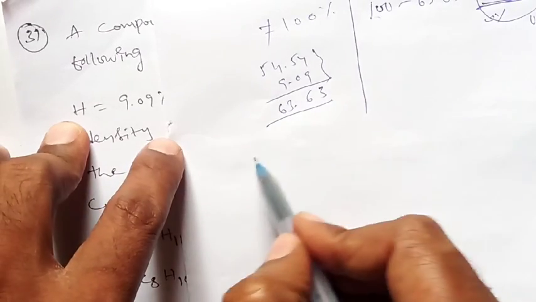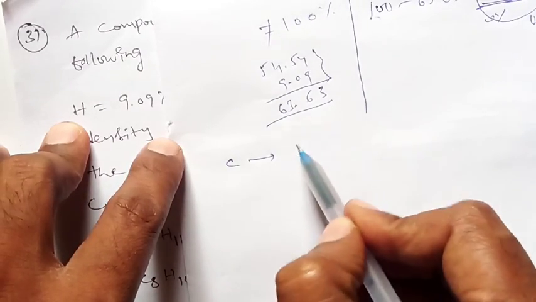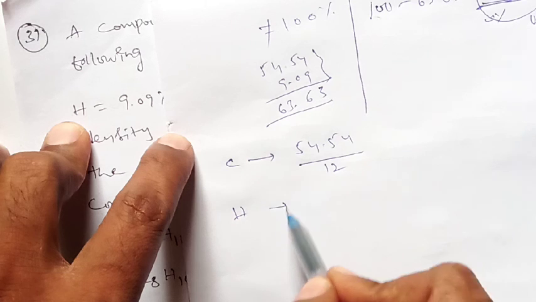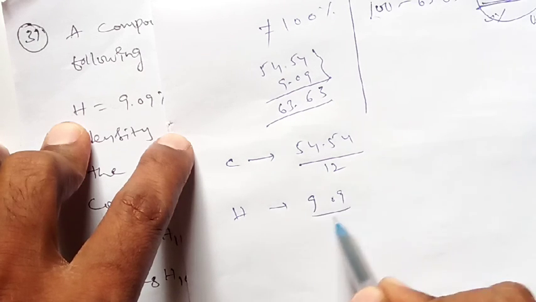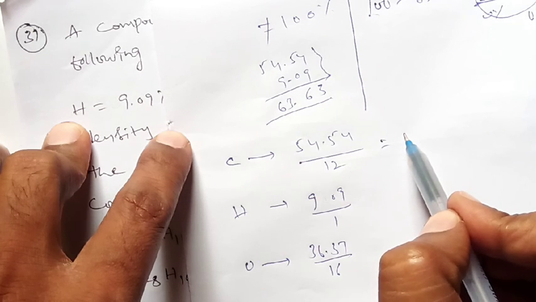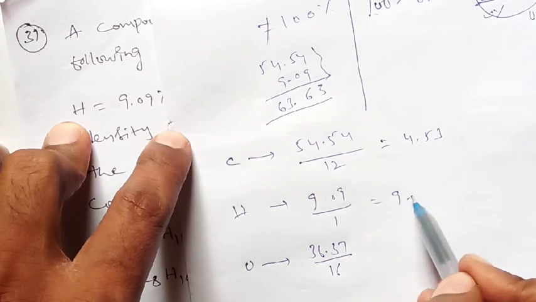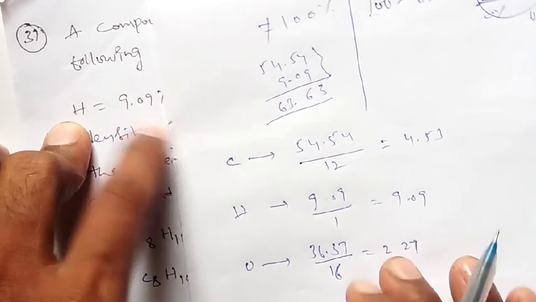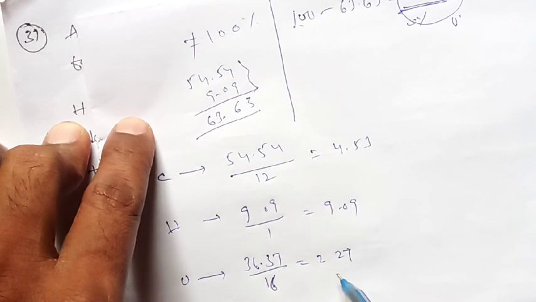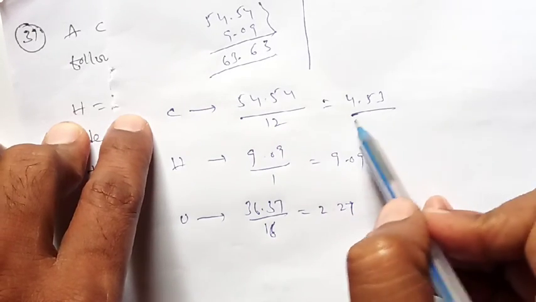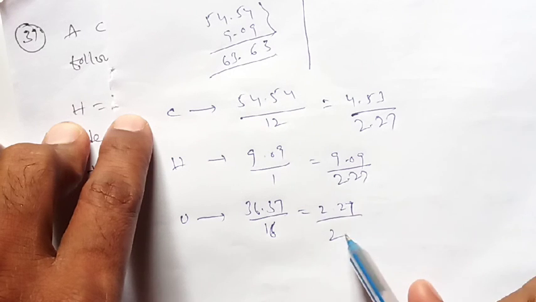Now here three atoms are there. Carbon percentage given is 54.54, divided by its atomic weight 12. Similarly hydrogen is 9.09, and its atomic weight is 1. Oxygen is 36.37 by 16. If you simplify, what you get here is 4.53, 9.09, and nearly 2.27. After that, divide with the least number. These three values are divided by the least number. Here, which is the least number? 2.27. That is why divide by 2.27, by 2.27, by 2.27.